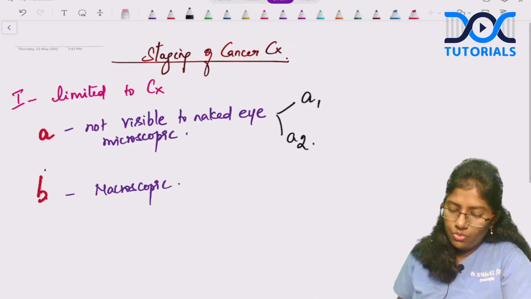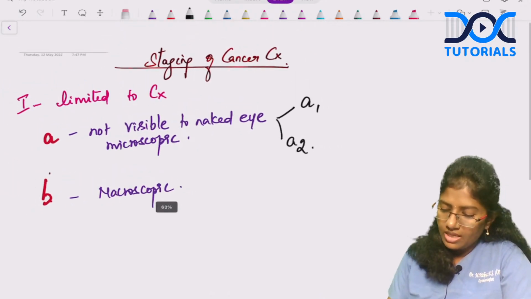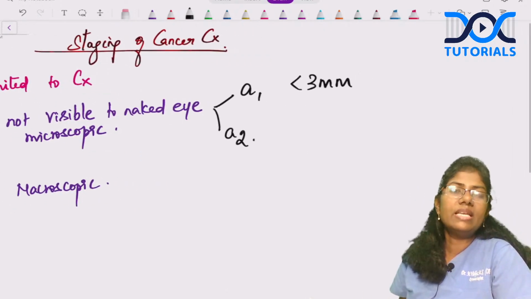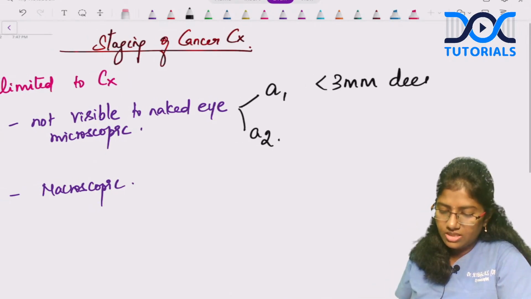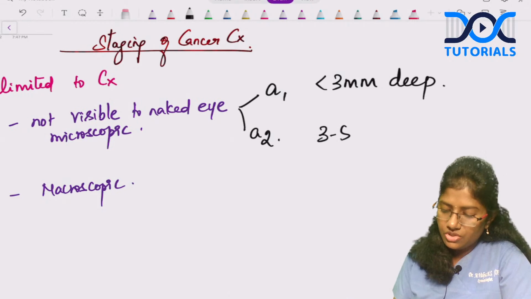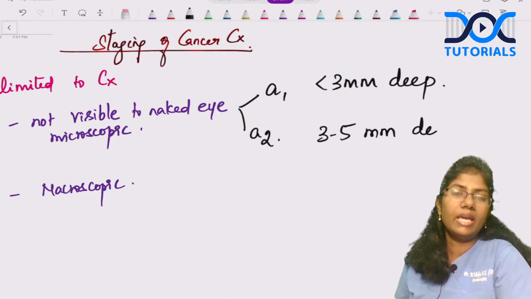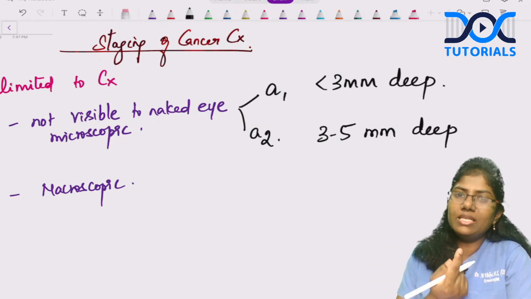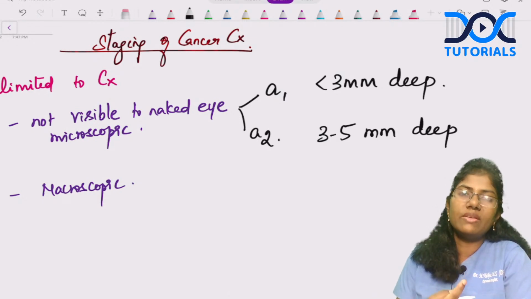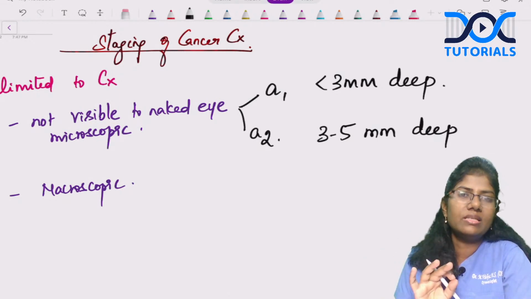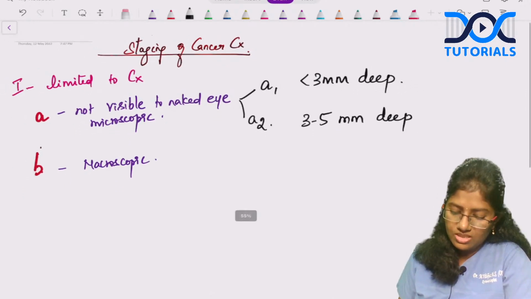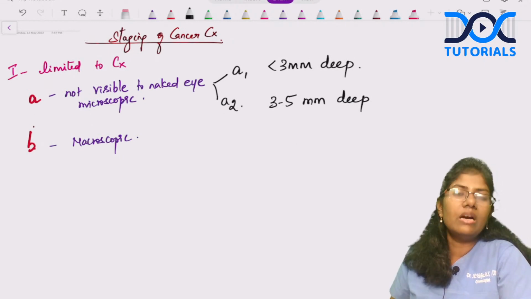What is A1? If the lesion is less than 3 millimeter deep, you put it under A1, and anything which is 3 to 5 millimeter deep is A2. So, depth. Previously we also included width, like less than 7 mm will be A1 and more than 7 mm, but now width is not there, only depth is there. Just remember less than 3 and 3 to 5. This is 1A, and these are microscopic lesions.